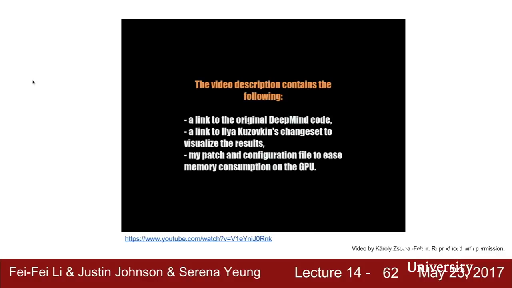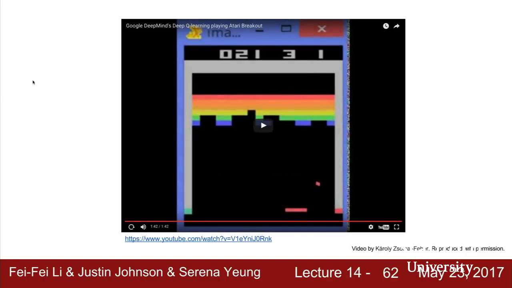Okay, so this is an example of using deep Q learning to train an agent to play Atari games. It's able to do this on many Atari games, and you can check out some more of this online.